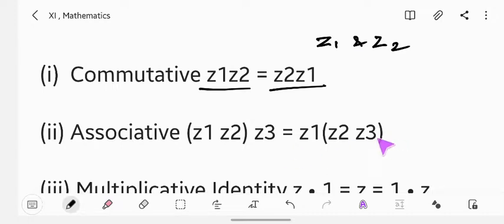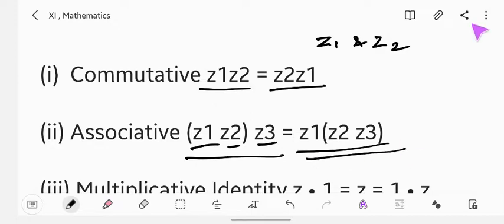Multiplication in any order for three complex numbers Z1, Z2 and Z3 is possible here. So Z1 multiplied by Z2 in brackets, multiplied by Z3, and Z1 multiplied by the bracket Z2 and Z3, both possible values will be the same. Okay, so the answer for the left is equal to the answer for the right.